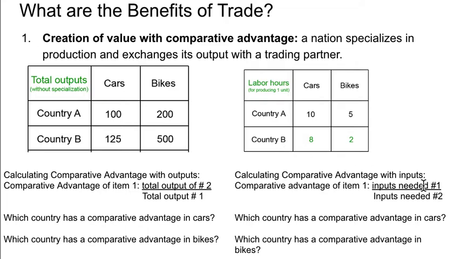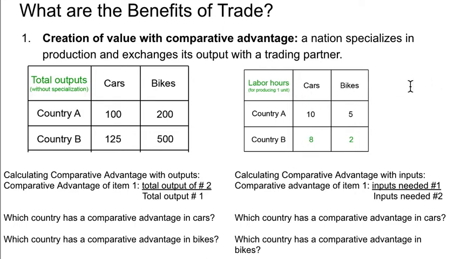You take the inputs needed of that one item, divided by the inputs needed of what you're giving up. So for country A, again, their opportunity cost for one car is 10 divided by 5, or 2 bikes. And then here for country B, their opportunity cost for cars is 8 divided by 2, or 4 bikes. So country A still has the comparative advantage in specializing in cars.